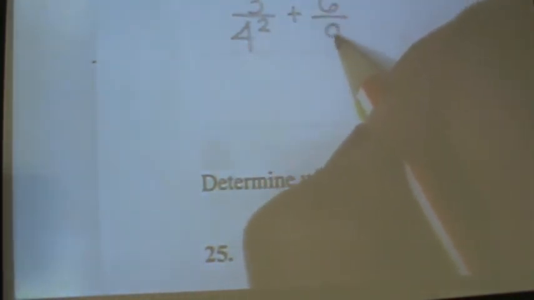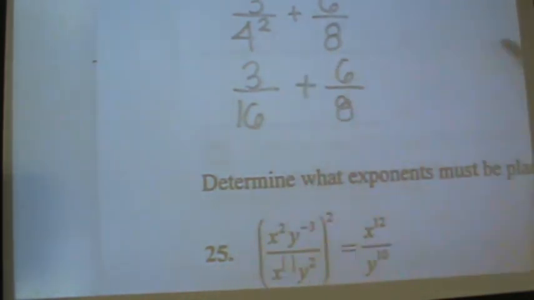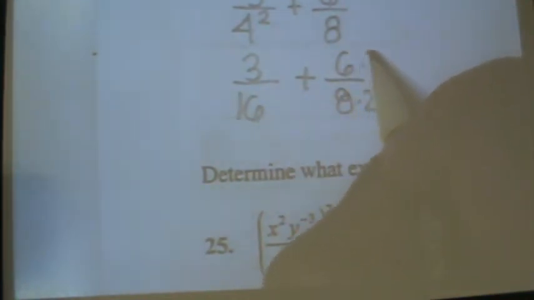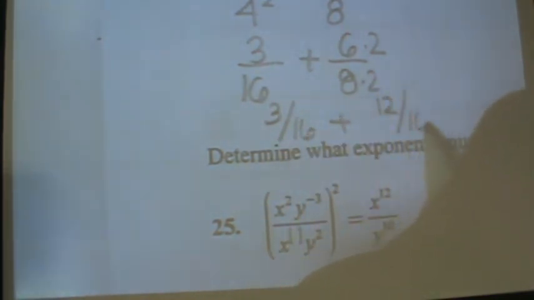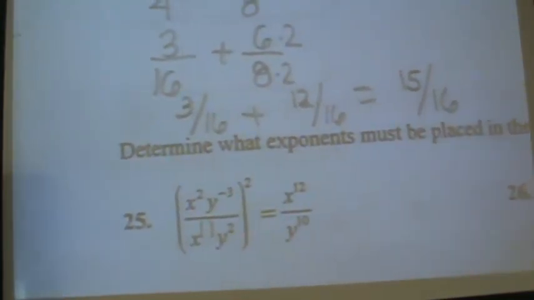And 2 more. 23, you've got a 3 times 4 to the negative 2. This 4 to the negative 2 goes underneath this 3. This 6 is in the numerator and 8 to the 1st is in the denominator. Now change this, 4 squared is 16. Common denominator, you can't add unless you have the same denominator. So I'm going to multiply both of these by 2. So you have 3/16 plus 12/16, which now that the denominators are the same you can add, 15 over, keep the denominator as 16.